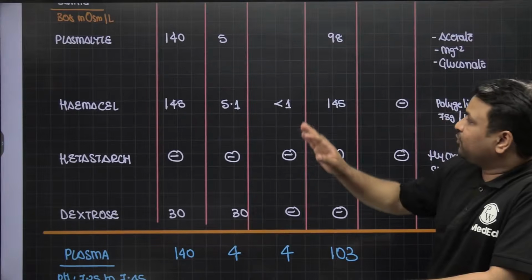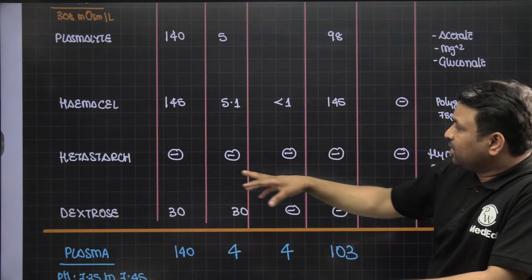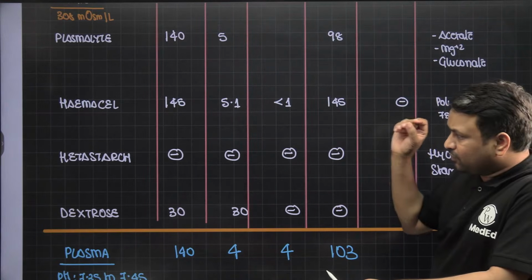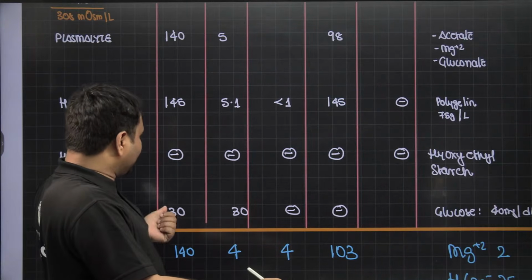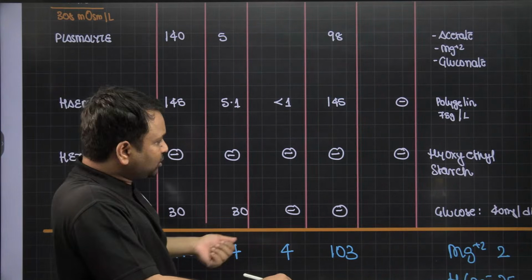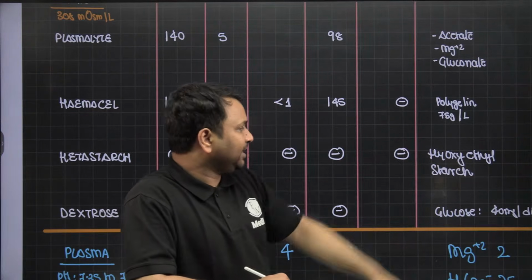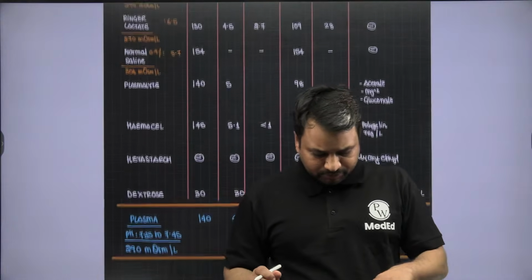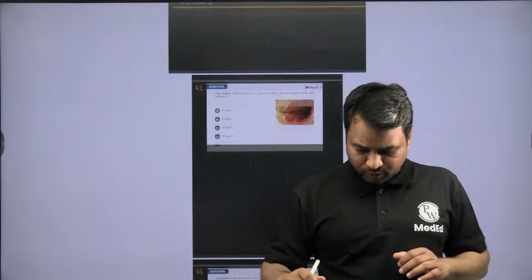Haemaccel consists of sodium, potassium, calcium, and chloride. Hespan does not contain any of these components, it is only the colloid that is present. And then you have dextrose, which is going to be 30 of sodium, 30 of potassium, and glucose of 140. Remember, in Hespan, that is hydroxyethyl starch is present, right? So these are the components that are to be remembered, right? So this table is important with respect to the following discussion.